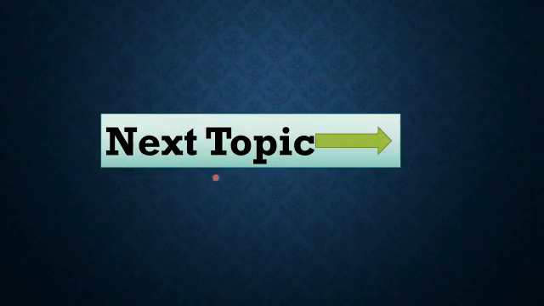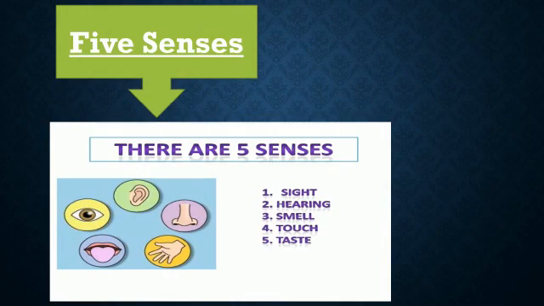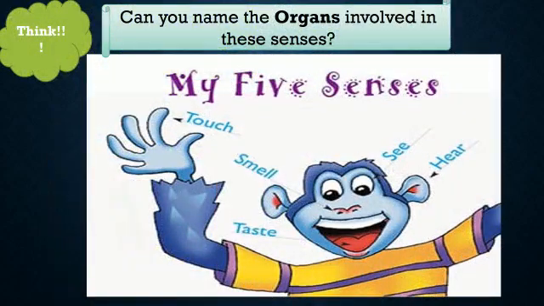Now we will move towards the next topic. 5 senses. As you know, there are 5 senses, namely sight, hearing, smell, taste, and touch. Can you name the organs involved in these senses?